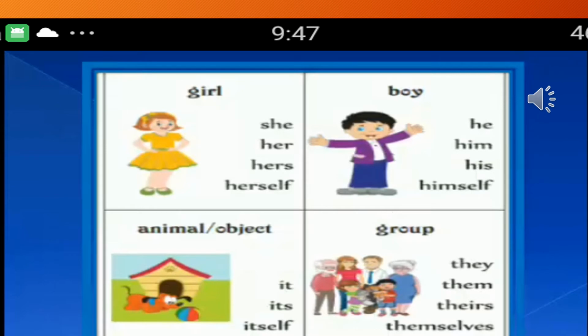Children, you have seen gender in our previous class. So, when we use a pronoun for a girl or whenever we see a female noun, the pronouns used instead of that are she, her, hers, and herself. And whenever we see a male noun, the pronouns used are he, him, his, and himself. And when we want to use a pronoun for an animal or an object, we use it, its, and itself. Now talk about a group. If we want to use a pronoun for a group, we use they, them, theirs, and themselves.